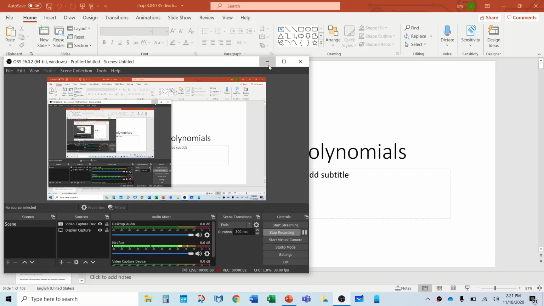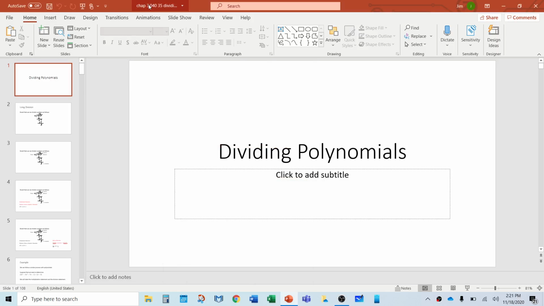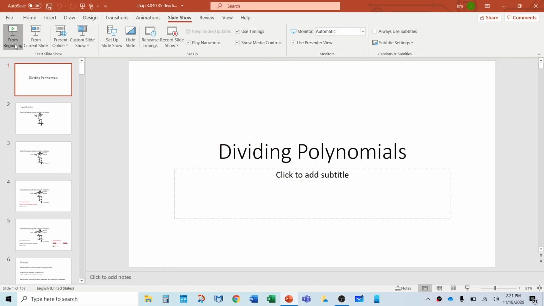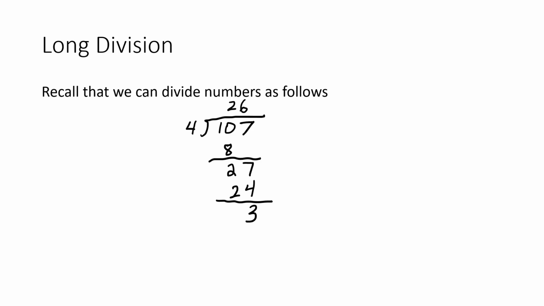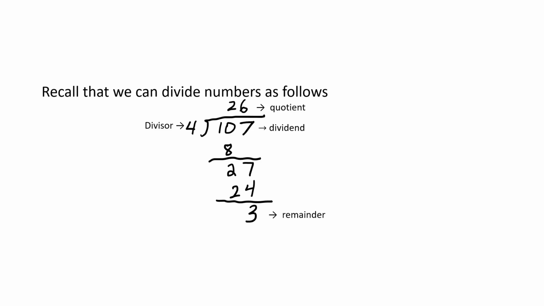In this video, we're going to talk about how to divide polynomials using long division. Recall we can divide numbers as follows. This is an old-fashioned long division. When we do that old-fashioned long division, we have certain terms that come up. The remainder is 3, the quotient is 26, the dividend is 107, the divisor is 4.